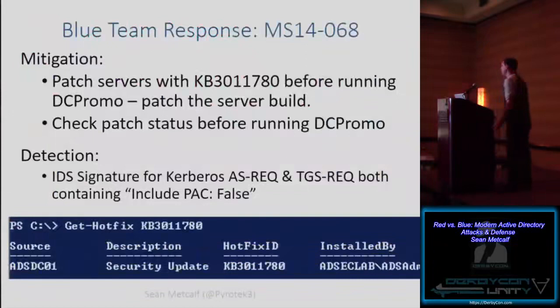So the mitigation is straightforward. Make sure you patch your domain controllers. Make sure that the server image, the server build, has this patch before you run DC promo. Make sure all your QA checks before you run DC promo include this PowerShell command at the bottom. And you can create an IDS signature looking for Kerberos AS requests, that's the TGT request, and TGS requests, both containing include PAC as false.